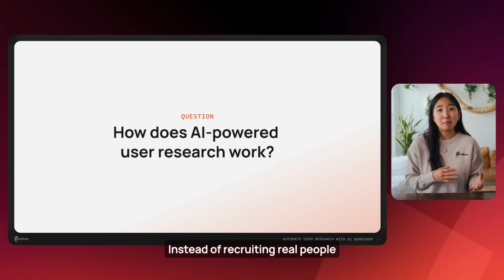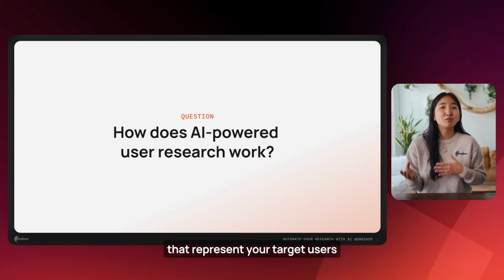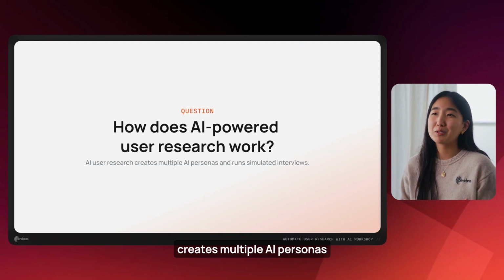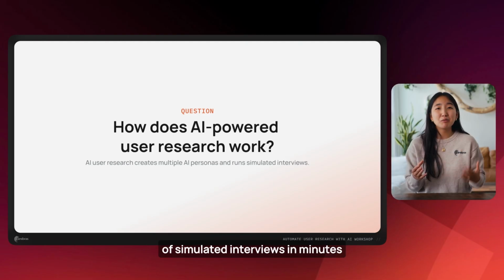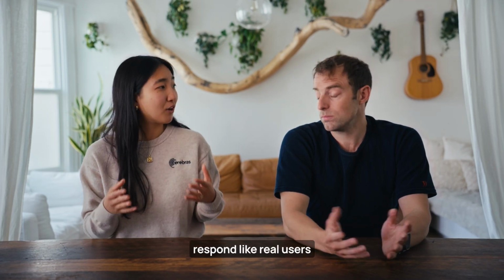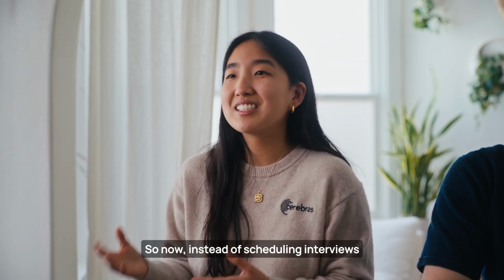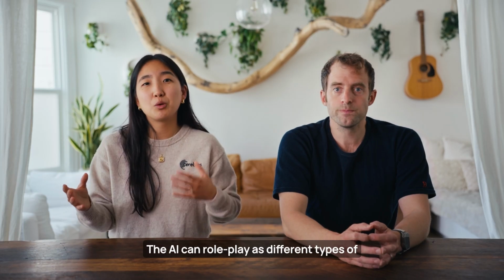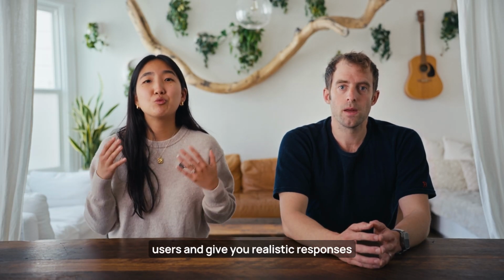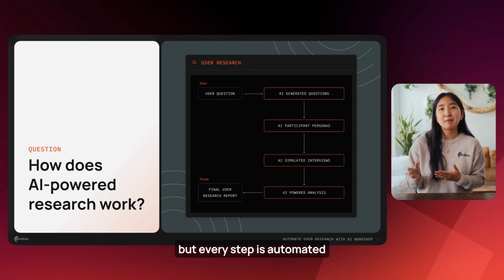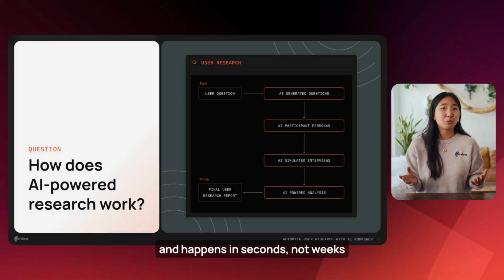Instead of recruiting real people, we can create AI personas that represent your target users. AI user research creates multiple AI personas and runs hundreds of simulated interviews in minutes. We're talking about genuine AI agents that can think and respond like real users. So now, instead of scheduling interviews, we can simulate them instantly. The AI can roleplay as different types of users and give you realistic responses. Look at this. It's the same process, but every step is automated and happens in seconds, not weeks.